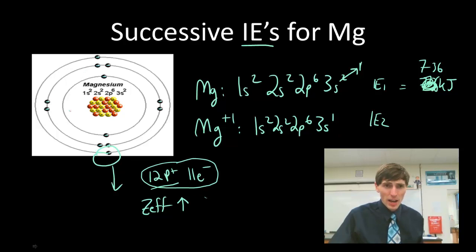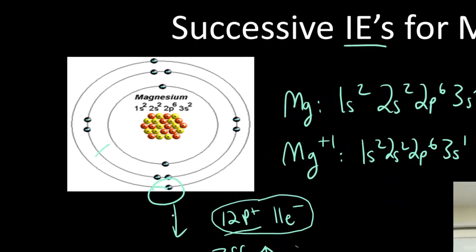Okay, so I've got rid of this first electron. That one's gone. So if I want to remove another one, let's look up here. If I want to pluck this away, I have to put some energy in there. We'll call that IE2.